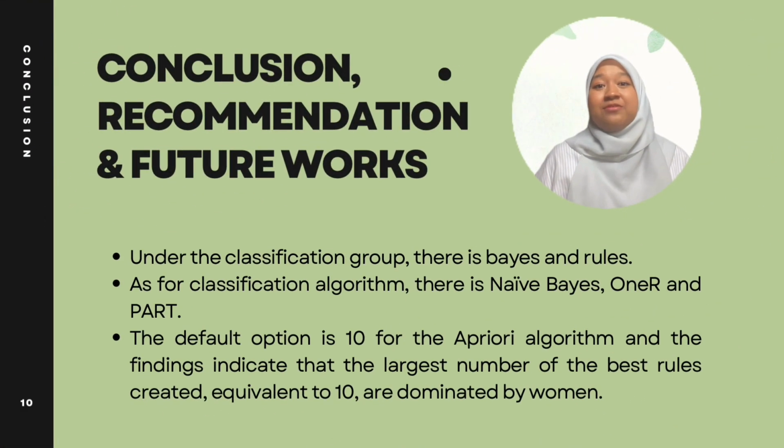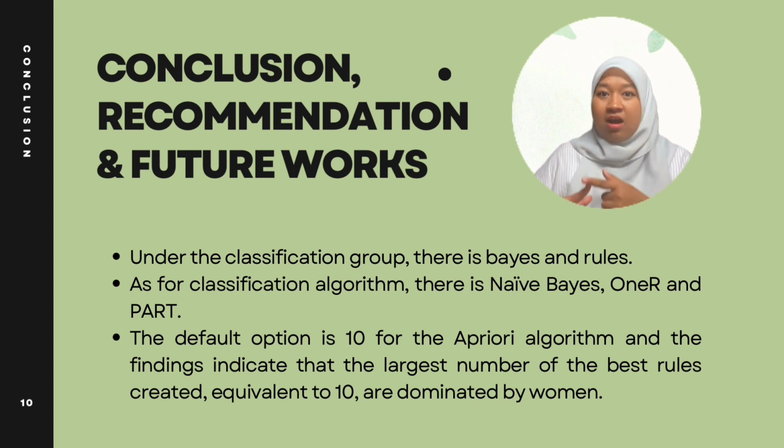Now let me explain about the conclusion. This experimental model is mainly focused on analyzing the prediction accuracy of the social well-being level of the students. Under the classification group, there is Bayes and rules. As for classification algorithm, there is naive Bayes, 1R, and PART.